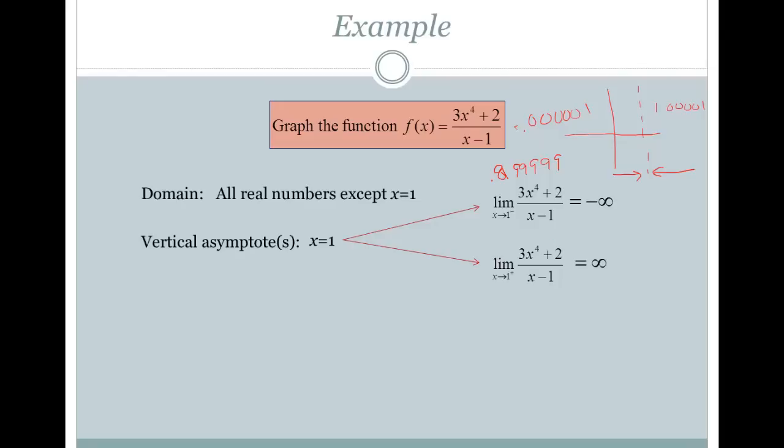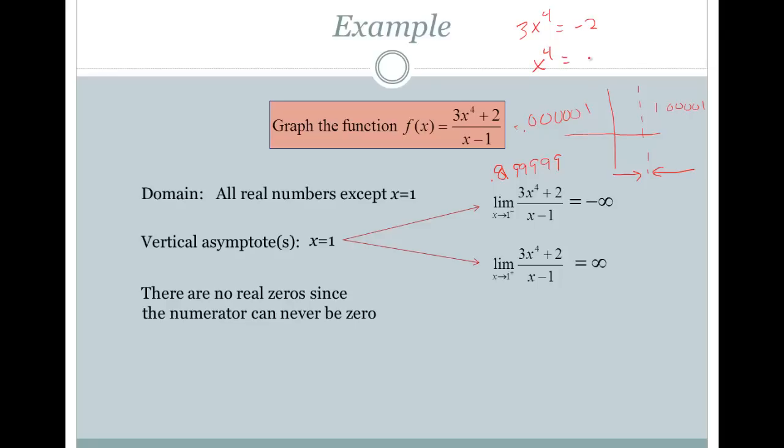Let's look at, are there any real zeros? The answer here is no, because the top can never equal 0. I'd end up with 3x to the fourth equals negative 2, or x to the fourth equals negative 2/3, and I know I can't have an even root of a negative number and get a real solution. My solutions here would be of complex nature.